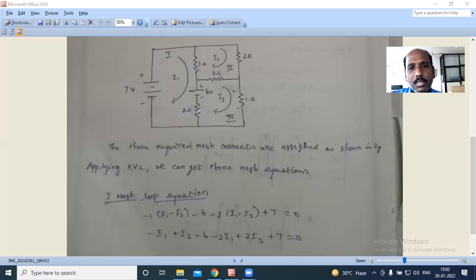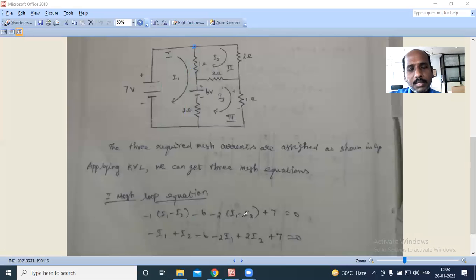Then the next one is the resistor again. Here I started from this point. I am going to form the equation from this point. 1 ohm resistor over, then 6 volt battery over, and the next one is the 2 ohm resistor. Since it is a resistor, you blindly give -2. So -2 into the current flowing through the 2 ohm resistor. What are the currents flowing through the 2 ohm resistor? I1 in the downward direction, I3 in the upward direction.